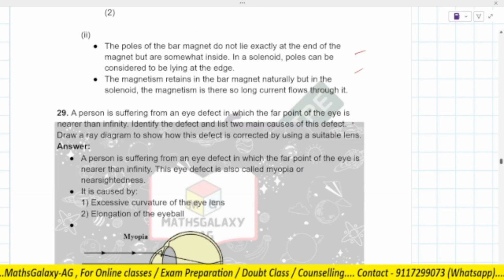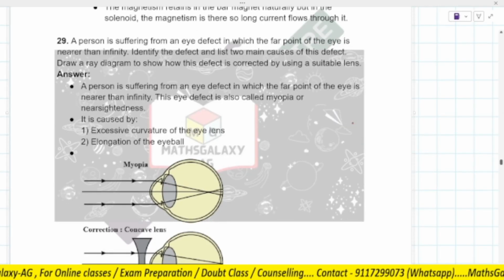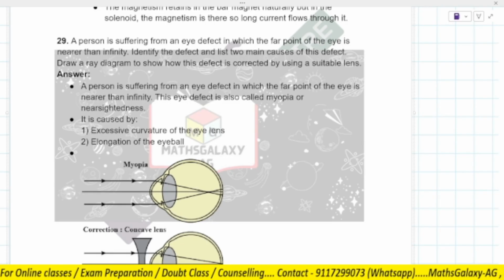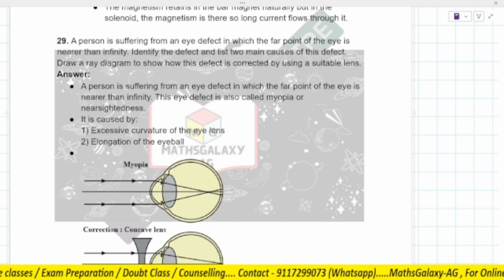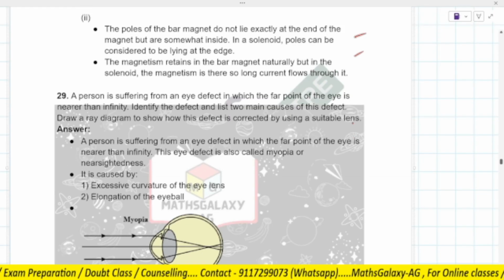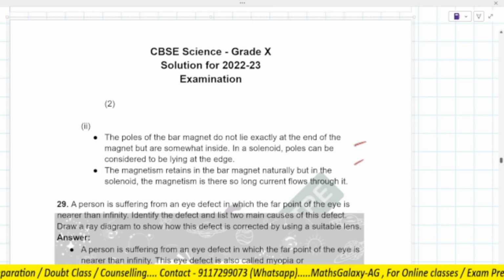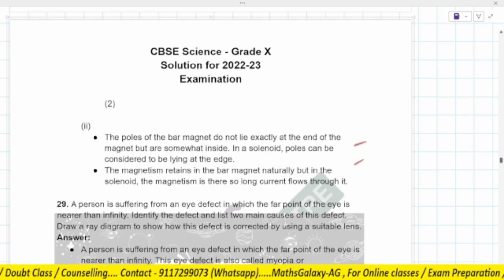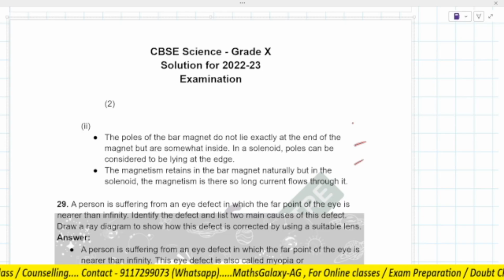Now let's see question 29. I think 10 or 11 questions are left. So let's see: a person is suffering from an eye defect in which the far point of the eye is nearer than infinity. Identify the defect and list two main causes of the defect. Draw a ray diagram to show how this defect is corrected by using a suitable lens. I think this is the same question we have already discussed in yesterday's session, right?